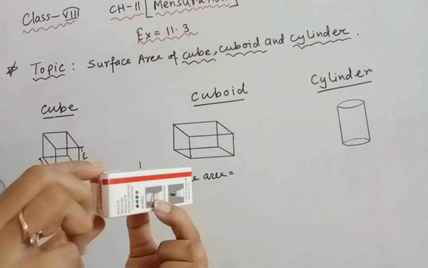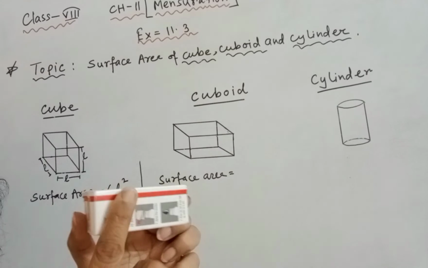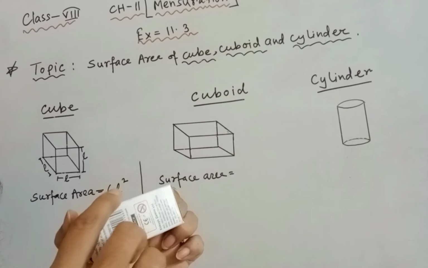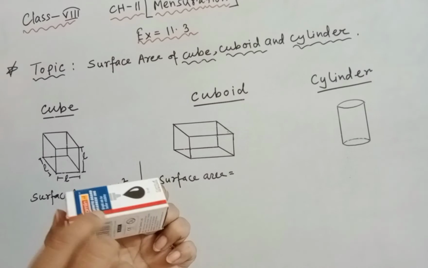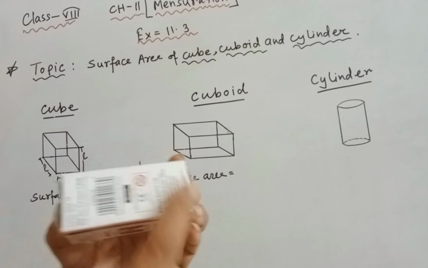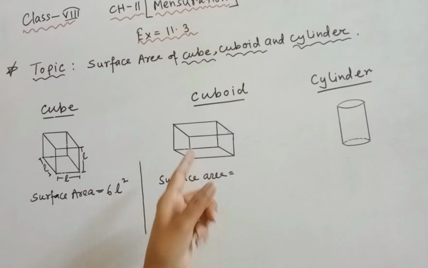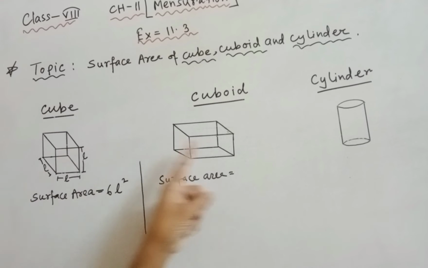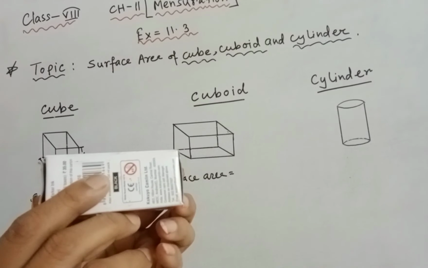So again 6 faces, but all the faces are rectangular in shape. So it is not a cube, which has square faces. If all the faces are square, then we can say that it is a cube, but if all the faces are rectangles, then we can say that it is a cuboid. So again it has 6 surface areas.